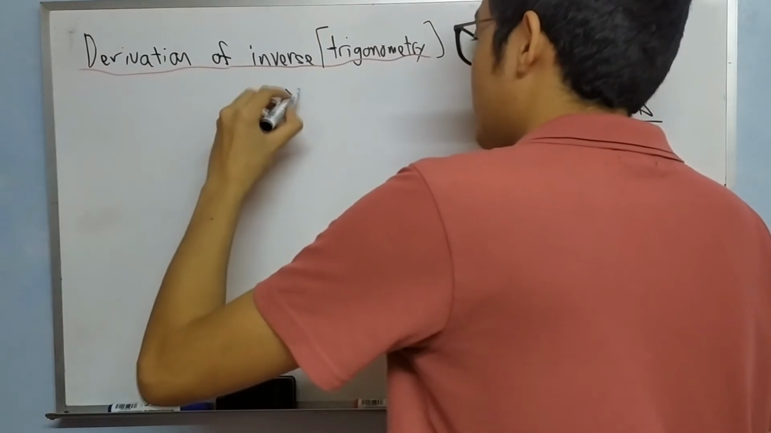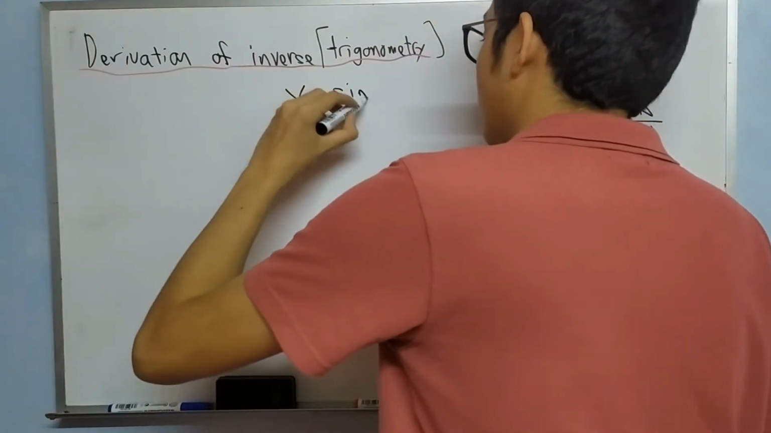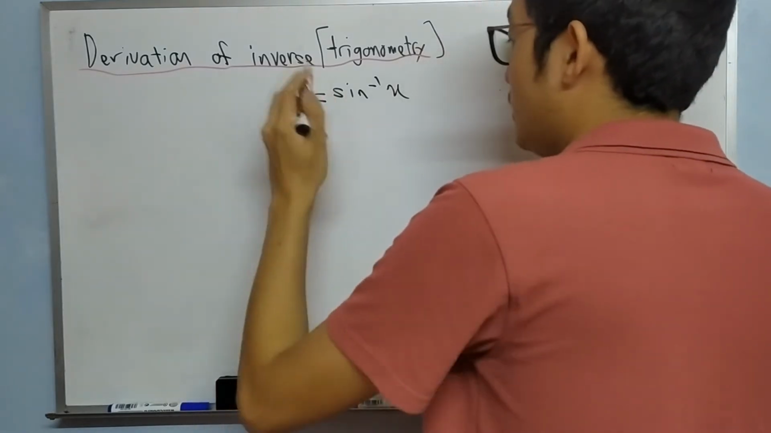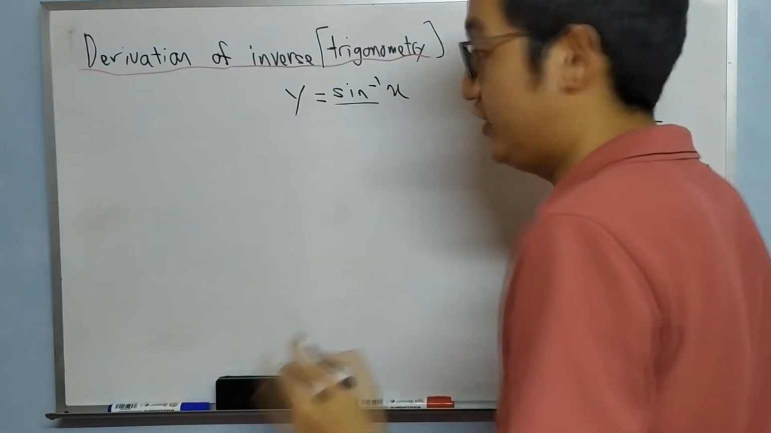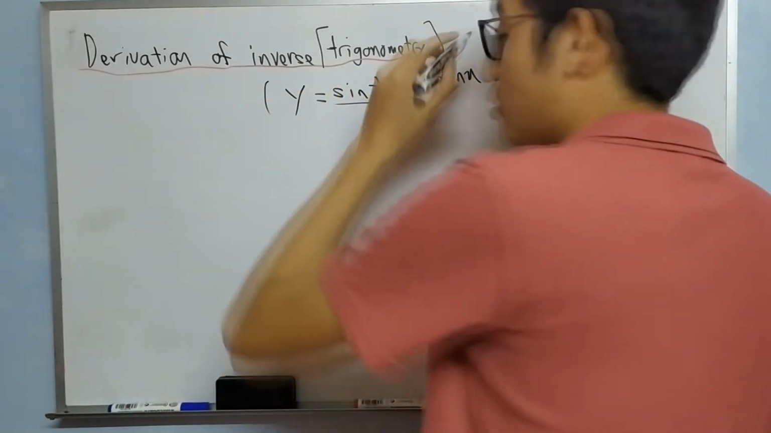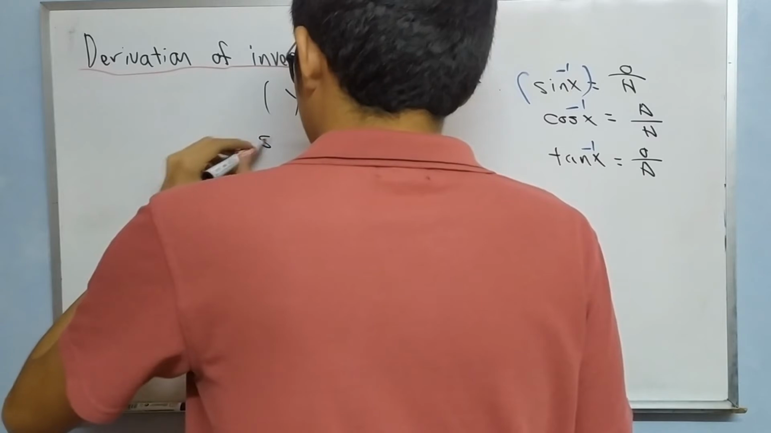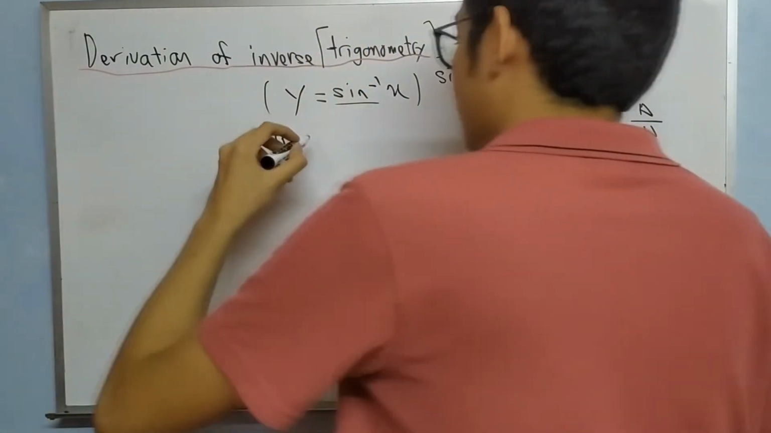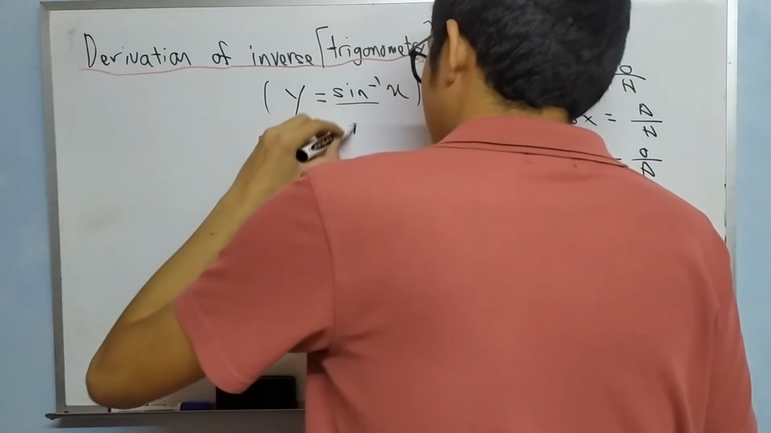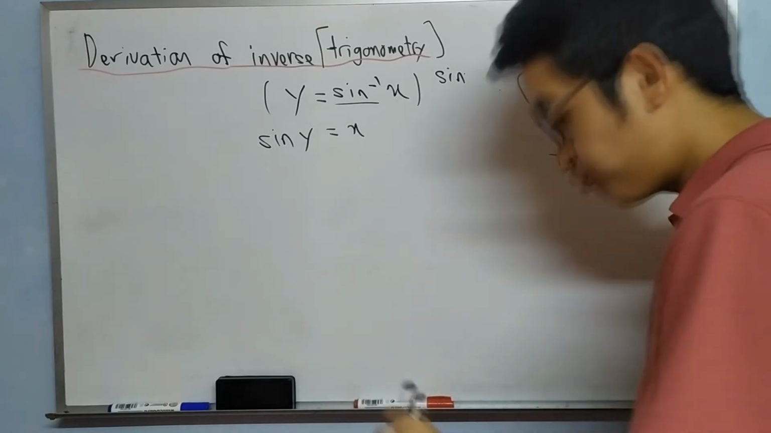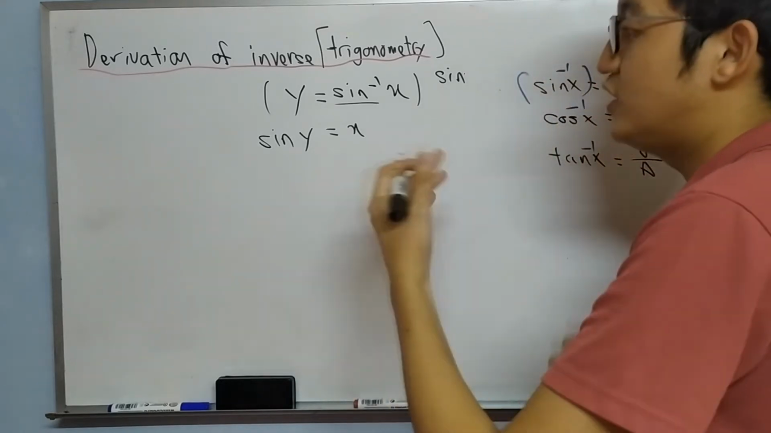If y equals inverse sine of x, how do we eliminate this sine negative 1? We will take sine of both sides. Sorry, not multiply, we will apply sine. So you will get sine y equals x. This is our function.